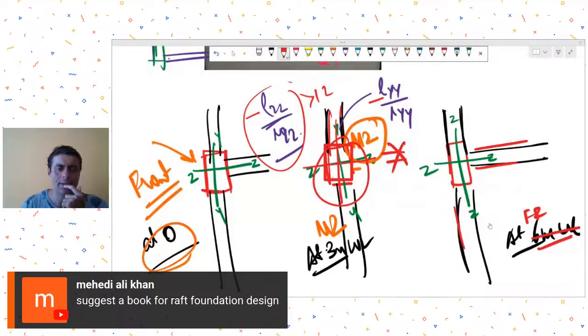Mr. Mehdi Ali Khan is asking, suggest a book for raft foundation design. I don't know, I have never used one. I think Tomlinson's book, people say it's a good book for geotechnical structures, but I have never referred to it. Neither have I referred to any book for raft foundations. So, anyone in the audience, if they can suggest a good book for raft foundation design.